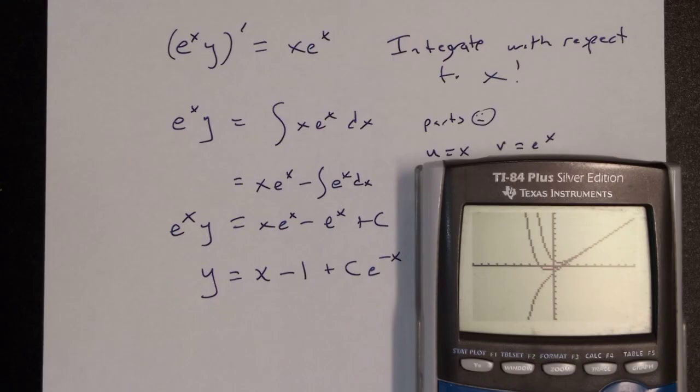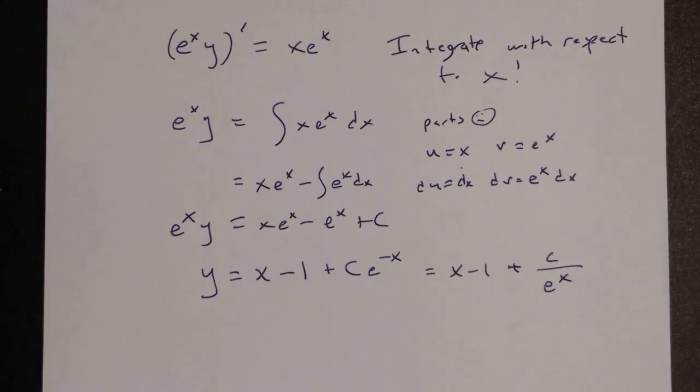Okay. Question. Our original equation was y prime plus y equals x. Did this result solve that equation? Or did it only solve the one where we multiply? Let's check. Take this and plug it in for y.